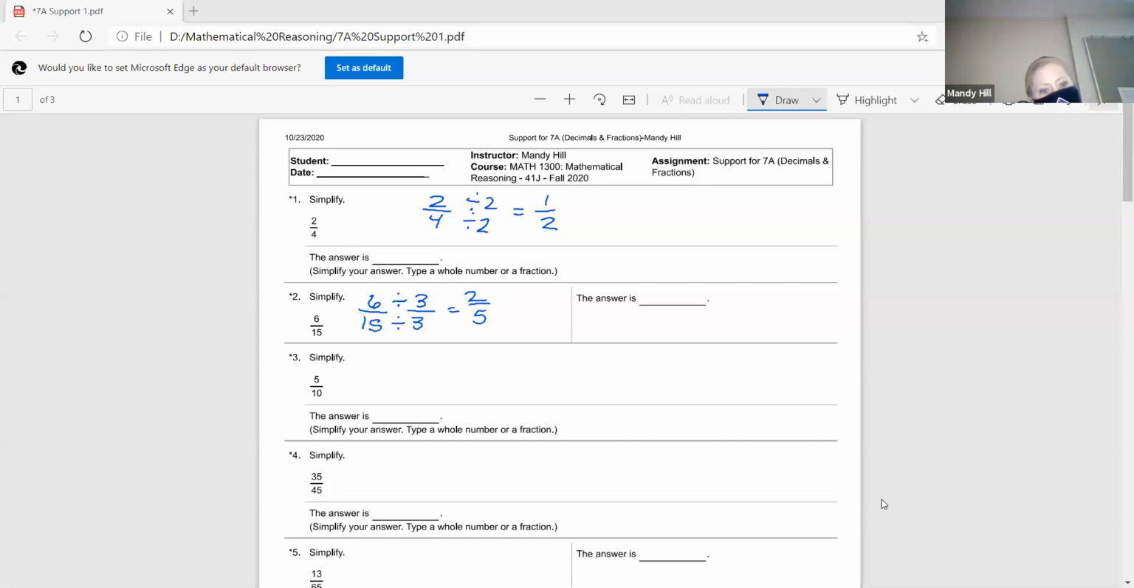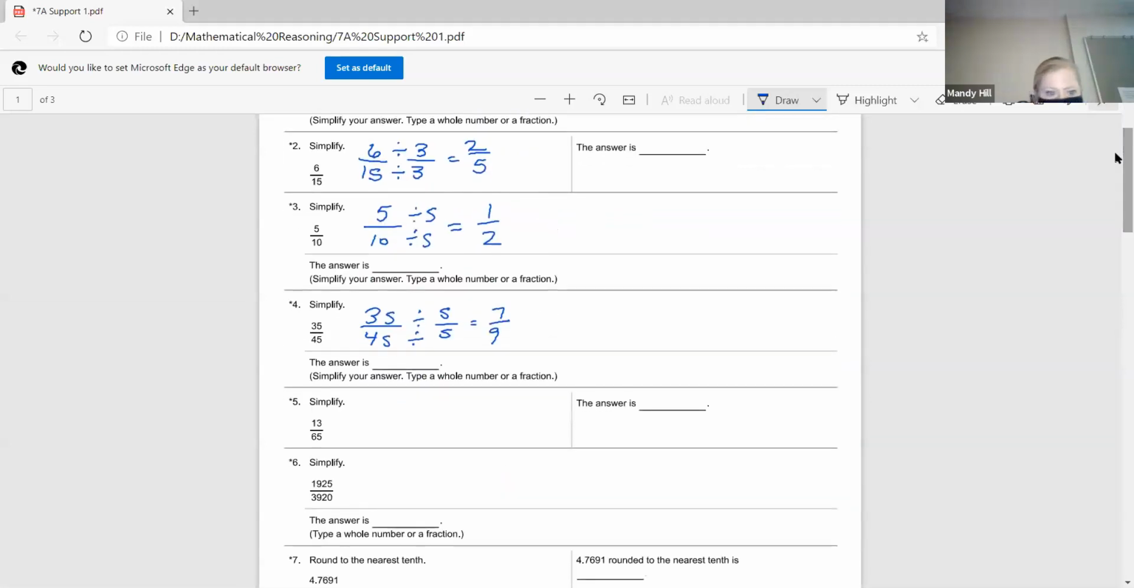We're reducing 5/10. I know that 5 will go into the top and the bottom, and that's going to give me 1/2. We're 35 over 45. We could divide the top and the bottom of that one by 5 as well. That's going to give me 7 over 9, which we already came up with on the calculator. 13 over 65. We can divide the top by 13 and the bottom by 13. That's going to give me 1/5.